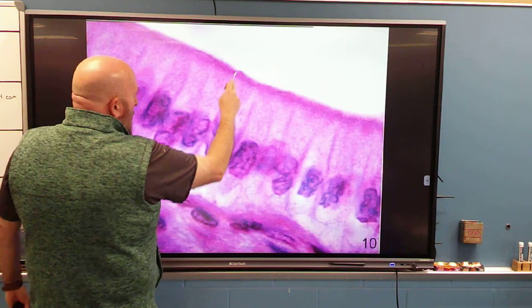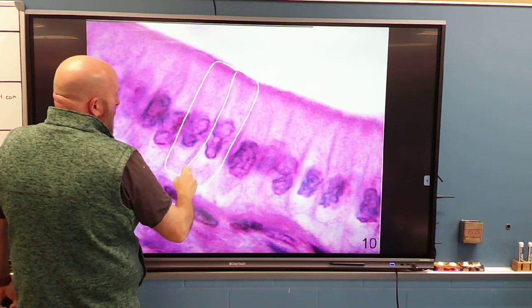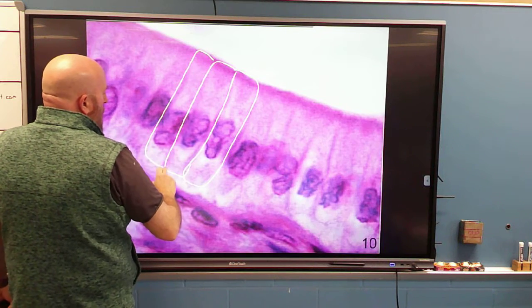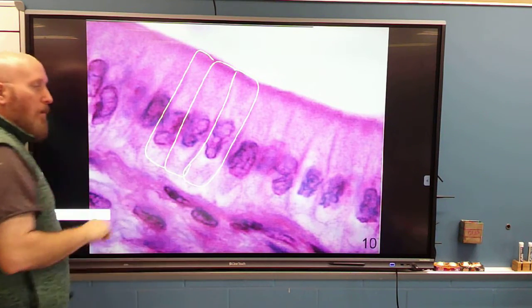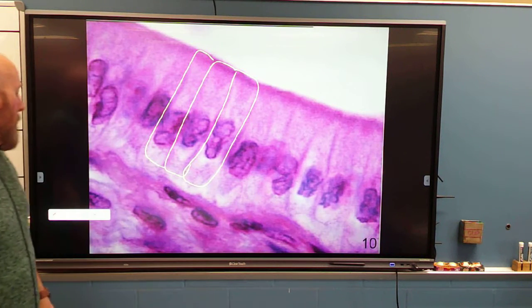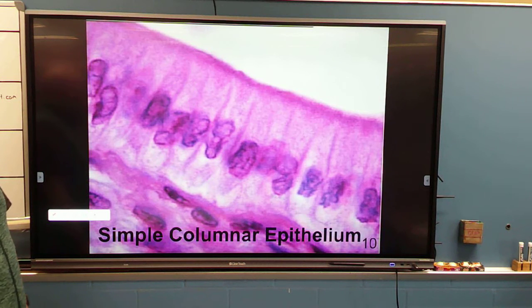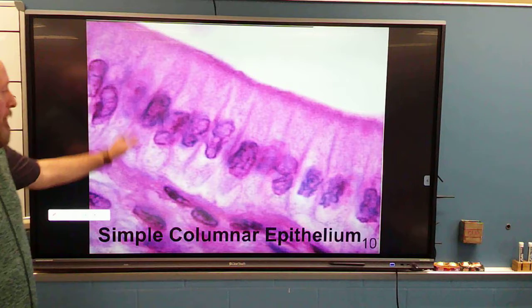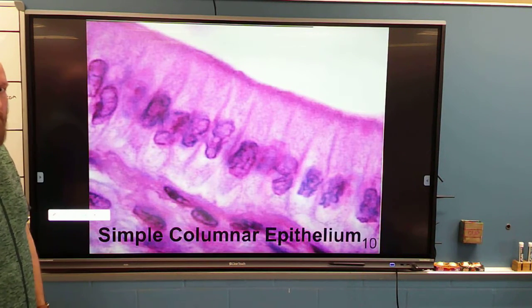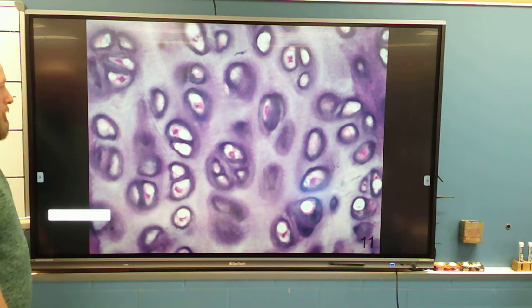See how they're elongated? There's one cell. Here's another cell. Here's another cell. And so forth. So it's one layer of elongated cells because there's only one set of nuclei. So this is definitely simple columnar epithelium. Okay? Simple columnar epithelium. One layer of elongated cells.